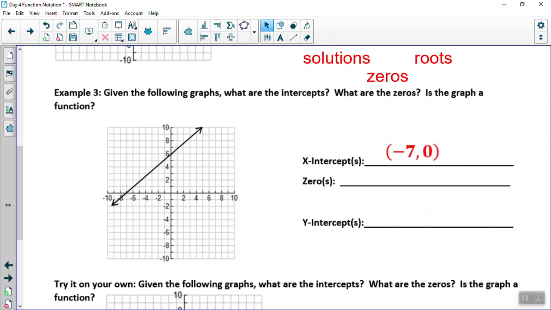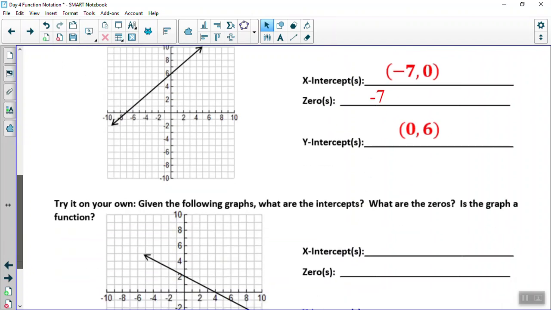All right, remember, x-intercepts can also be called solutions, roots, or zeros. So when they ask for the zeros, all we really want is just the x value. So in this case, -7 is my 0. Now we look at our y-intercept. It's this guy up here, so it would be 0, 6.